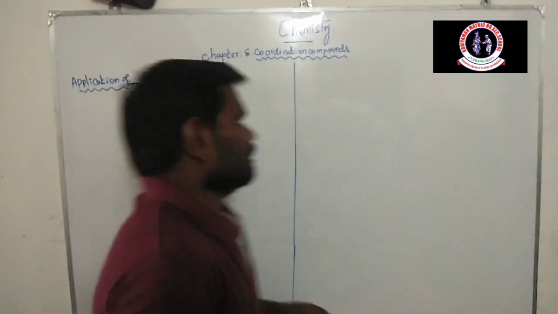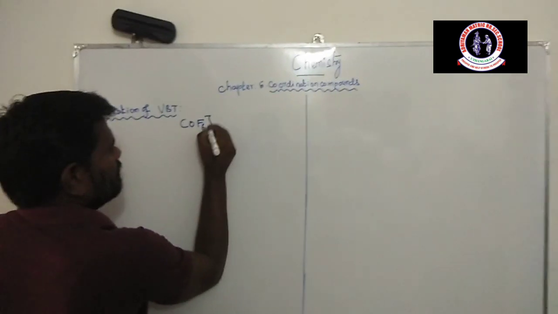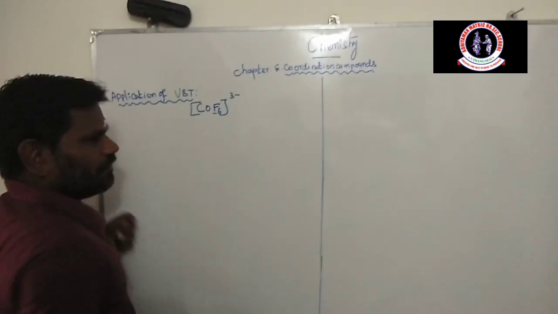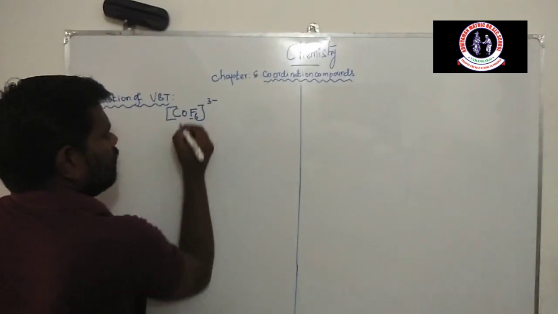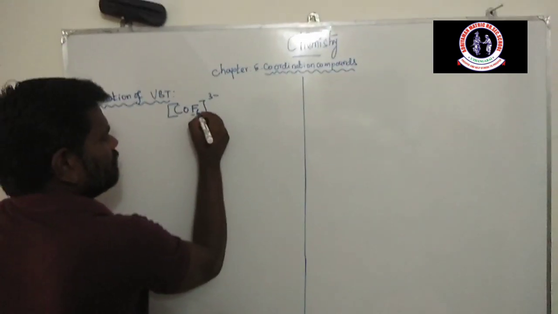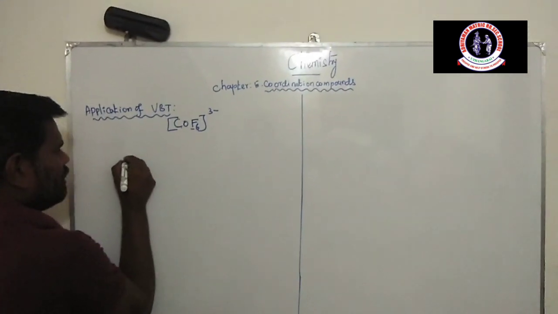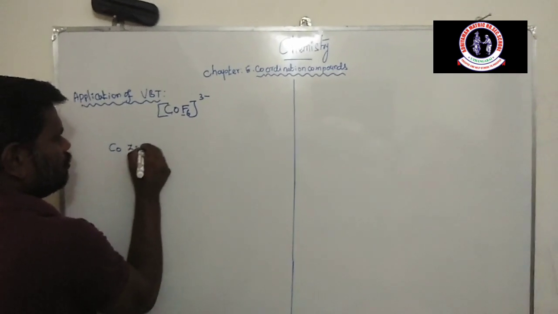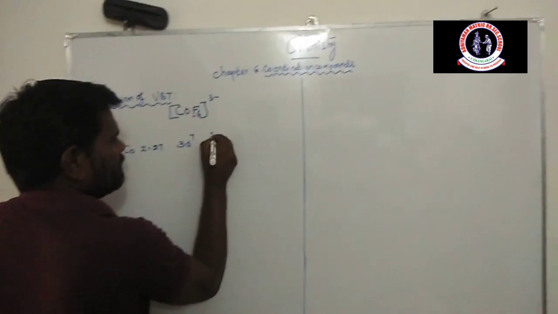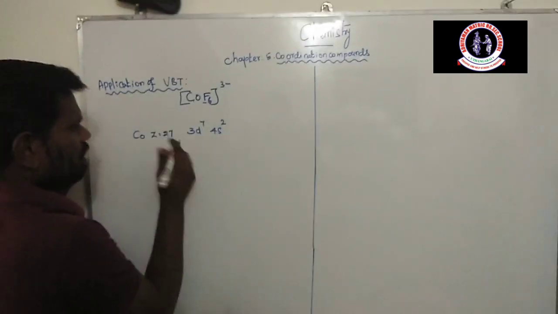Hexafluorocobaltate. The complex is [CoF6]3-. Here F is a ligand. Cobalt is the central metal atom. Now, here the name of the complex is hexafluorocobaltate. The central metal atom cobalt has atomic number 27. Its configuration is 3d7 4s2.